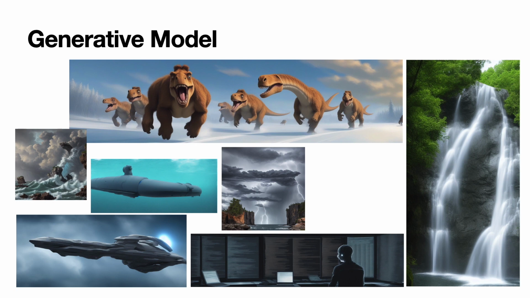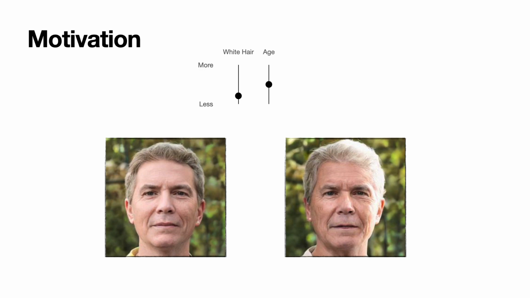Let's take the following example. A user has generated an image of a person but wanted to give this person white hair. The goal is achieved, but it seems like his age is also changing with it.